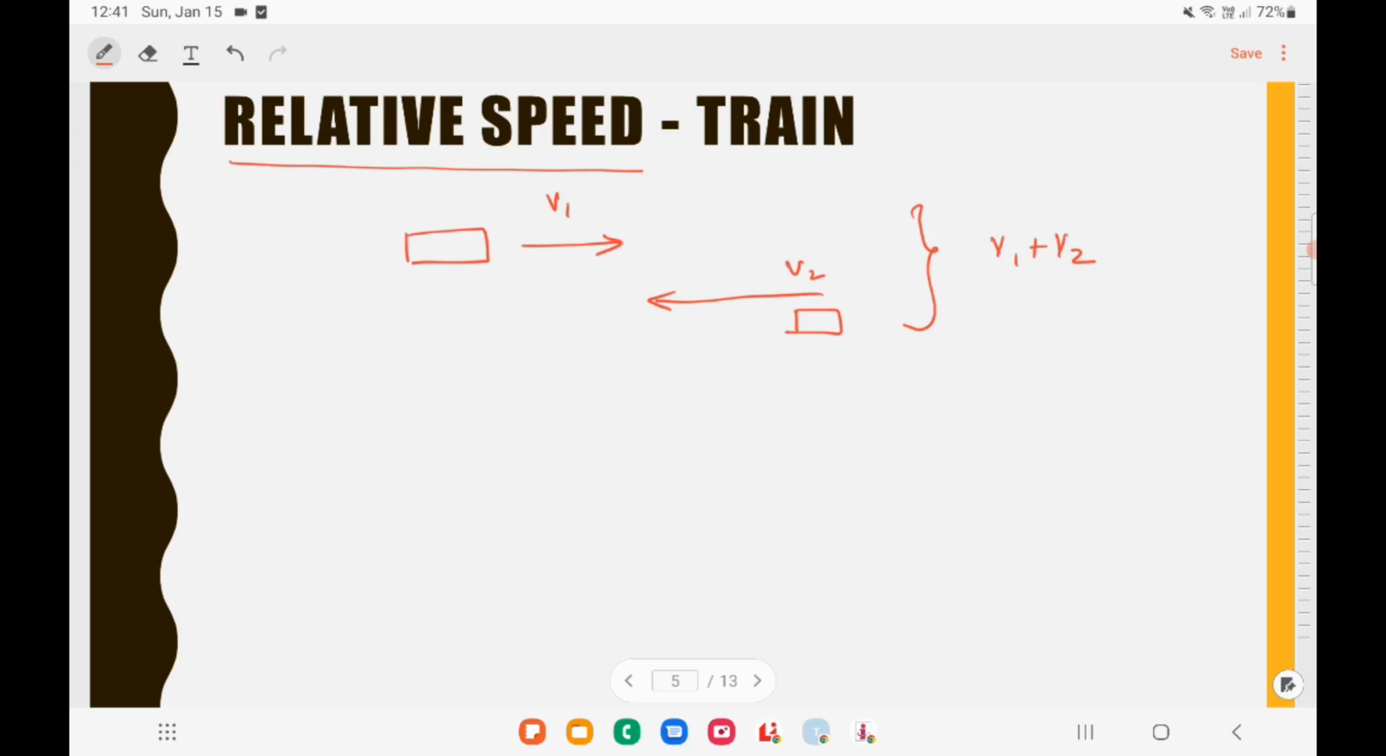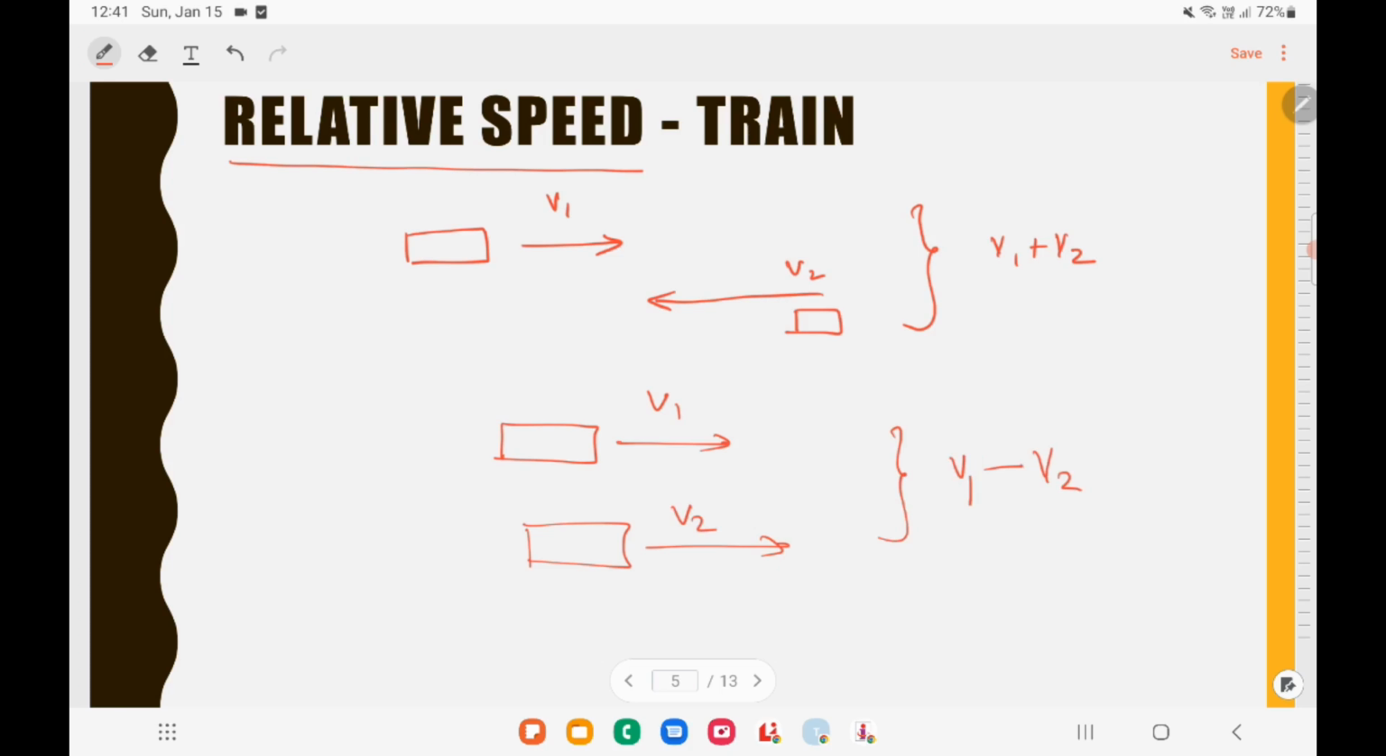So if two trains or two vehicles, whether car or train, are coming in opposite directions, then the relative velocity will become higher. That means the velocities need to be added up. So relative velocity will be v1 plus v2. And if a train or a car is moving in this direction with velocity v1 and another is moving in this direction with velocity v2, that is, they are traveling in the same direction, then their relative speed will be v1 minus v2. So this is the concept of relative speed.